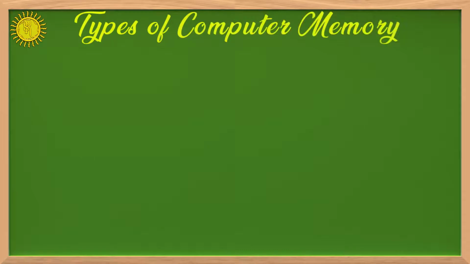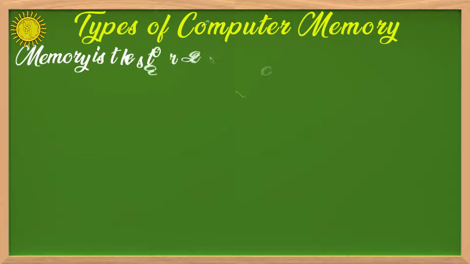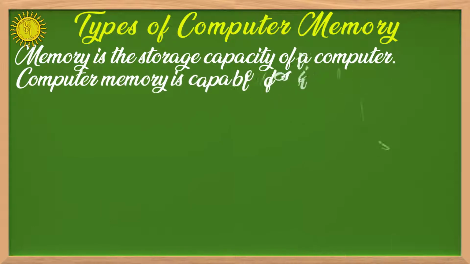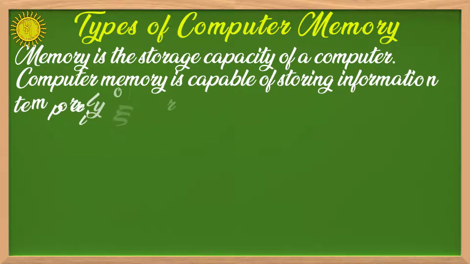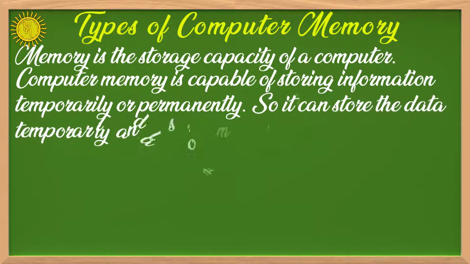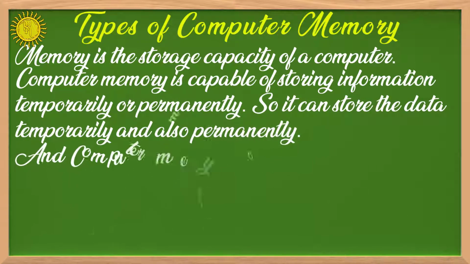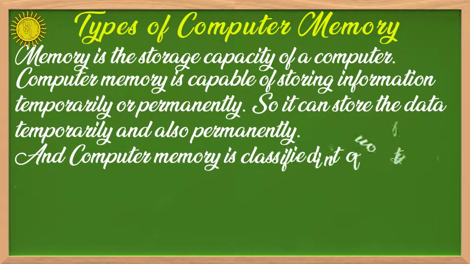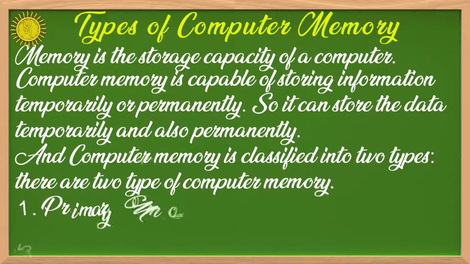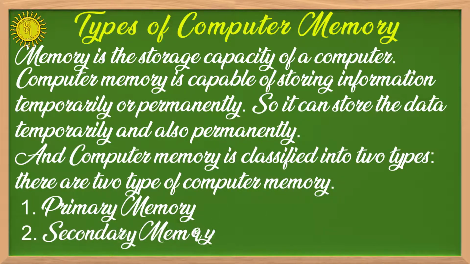First, see the types of computer memory. Memory is the storage capacity of a computer. Computer memory is capable of storing information temporarily or permanently. So it can store the data temporarily and also permanently. And computer memory is classified into two types. So there are two types of computer memory, that is primary memory and secondary memory.